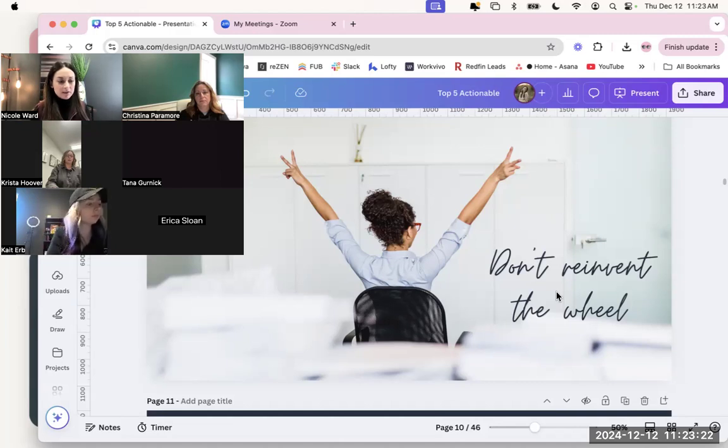Consistency and staying with the same few things for a long period of time to give you trackable progress is how you build a business plan. We're going to talk about that more. Don't reinvent the wheel. Don't think that you're the first person to do something and try to do it differently. Just implement a few things.